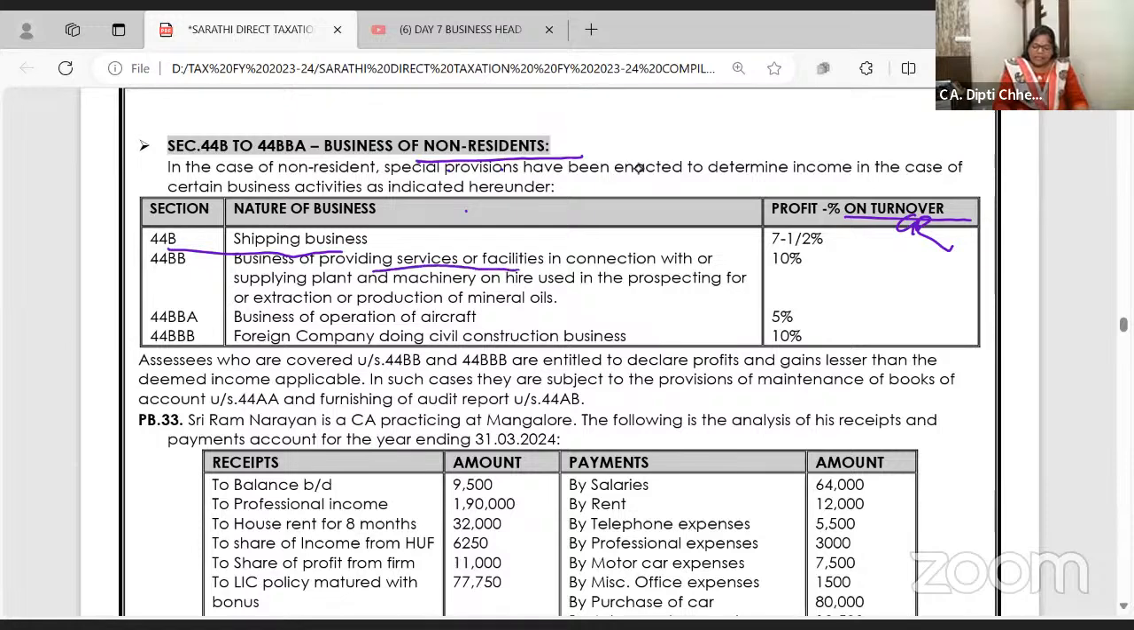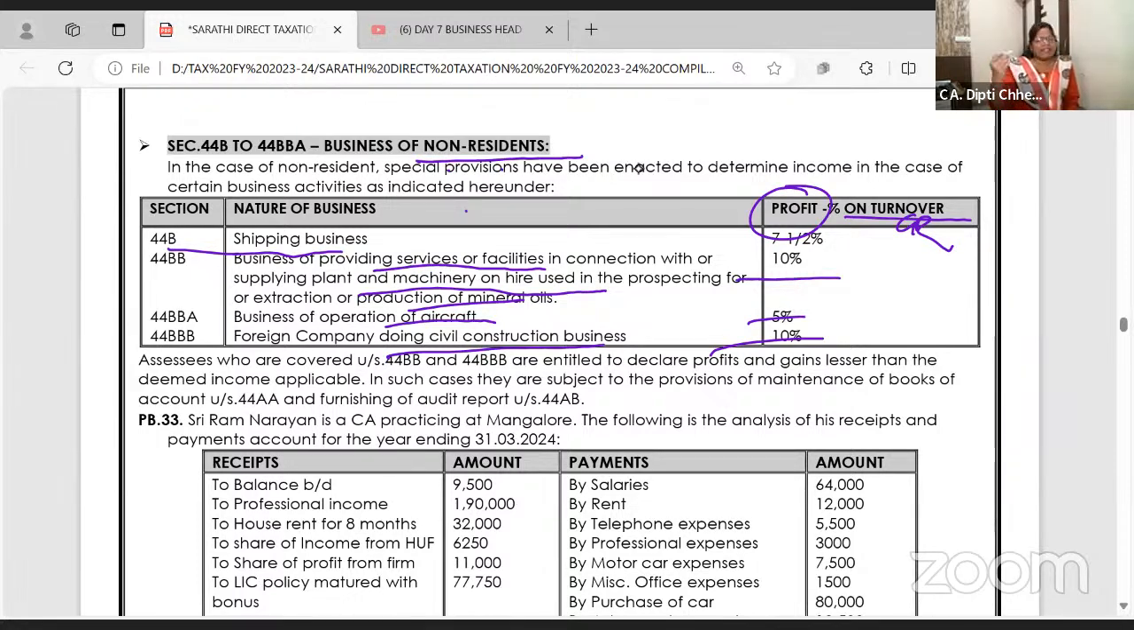For business of providing services, plant and machinery and all, 10%. For operation of aircraft, 5%. And for other civil construction work and all, 10%. See, they are coming to India, they are getting their technology, they are getting their machinery. So now whatever they are doing, if they are doing shipping business, what is their gross receipts in India? Say 5 lakhs. 5 lakhs ka 7.5% is not tax, dear students, it's net profit.